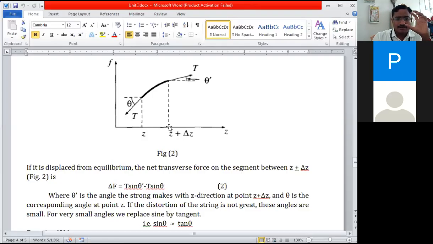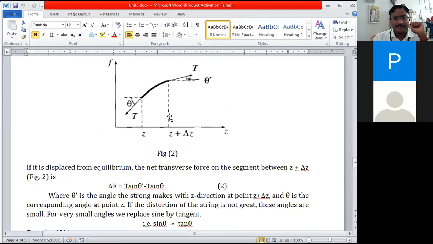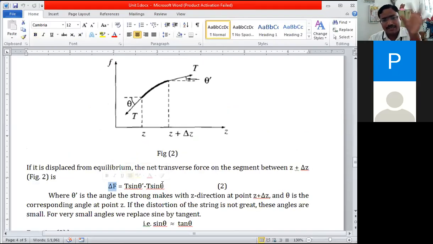Now the net transverse force on the segment Z plus delta Z can be written as delta F is equal to T sin theta dash minus T sin theta. So delta F is the net transverse force. T is the tension in the string. Theta dash is a very small angle created due to the tension applied to the string, the angle at Z plus delta Z. And minus T, again T is the tension in the string. Theta is this angle at point Z.